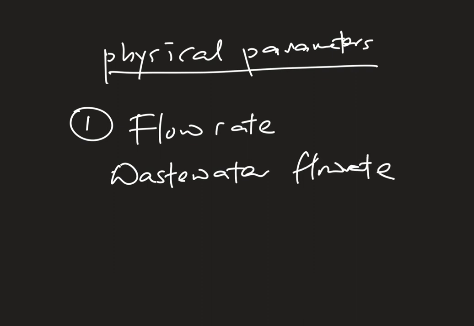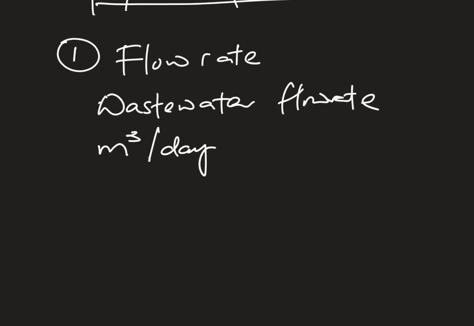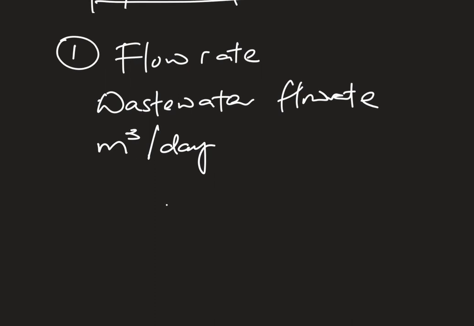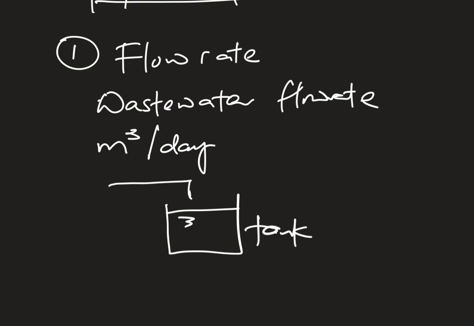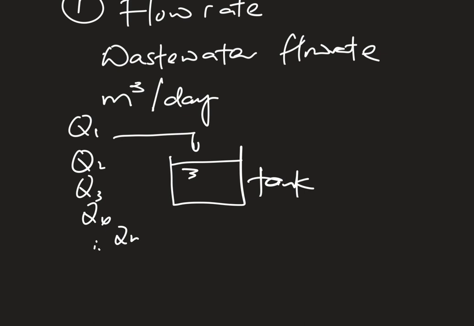Wastewater flow rate is normally represented by cubic meters per day. Okay, you see, per day, you might not generate wastewater for 24 hours. So it is a tank. Then you have wastewater coming in from many streams. Stream 1, stream 2, stream 3, anything, N streams. These are the wastewater they generate. It is contained in a tank, which we call a collection sump.